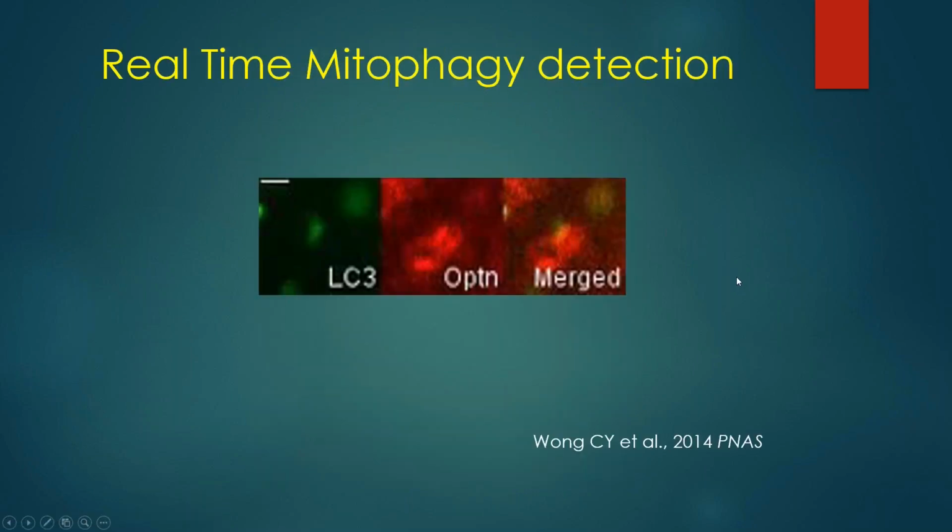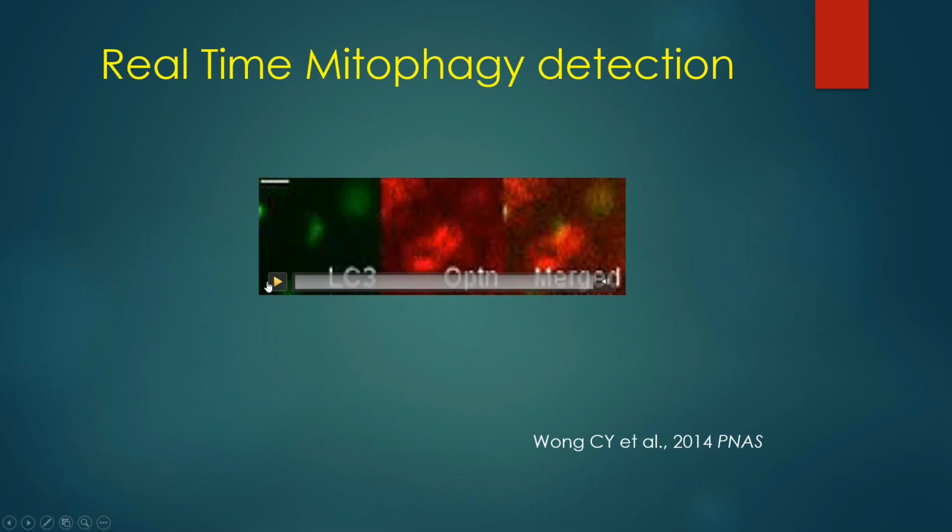Okay, so just for your interest, I'll show you this slide and see whether you can play this movie. This shows you in real time how LC3, which is a marker for autophagosomes, overlaps with this protein known as optineurin. Optineurin is basically a receptor for LC3 in the mitochondria. So when the mitochondria is under stress, it will call autophagosomes to get attached to this mitochondrial receptor known as optineurin. So let me see if I can play this.